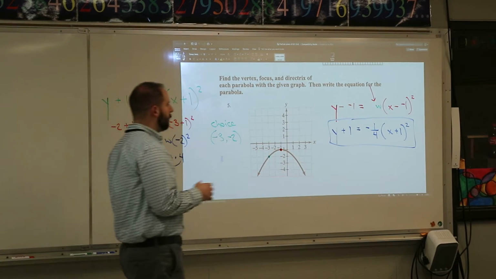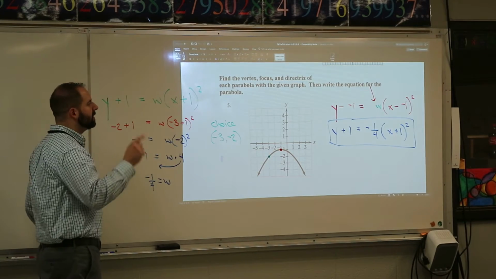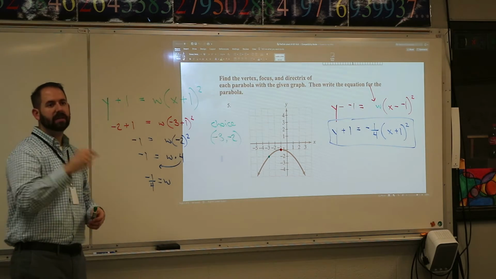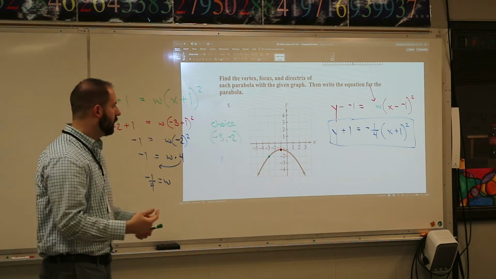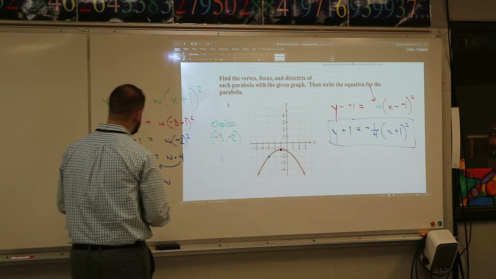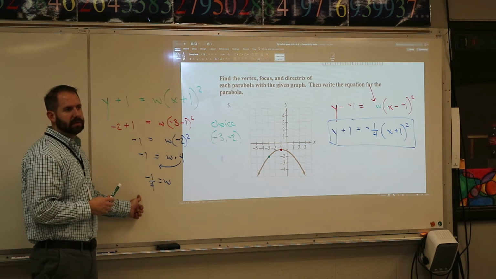The W was the number we found. Now, why that's important is because the W number, the number that's out front, tells you where the focus and directrix is. So that's what we're going to be using. Okay, does anyone still need this? How I did that?